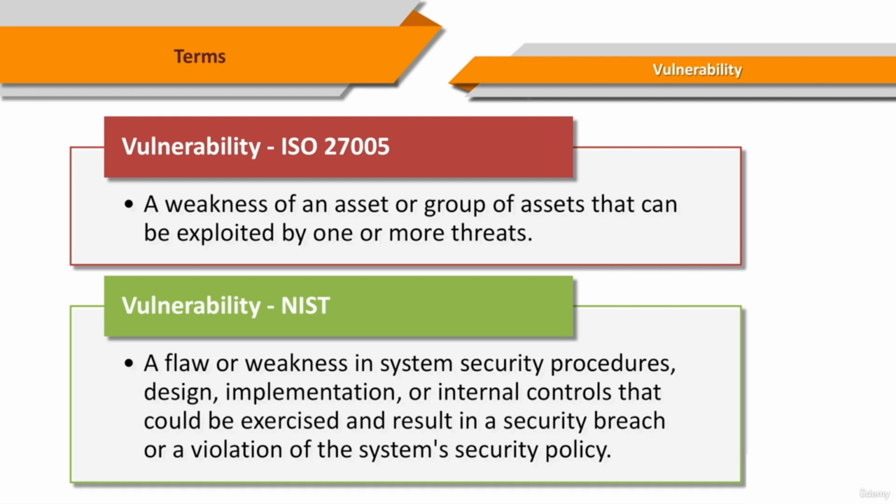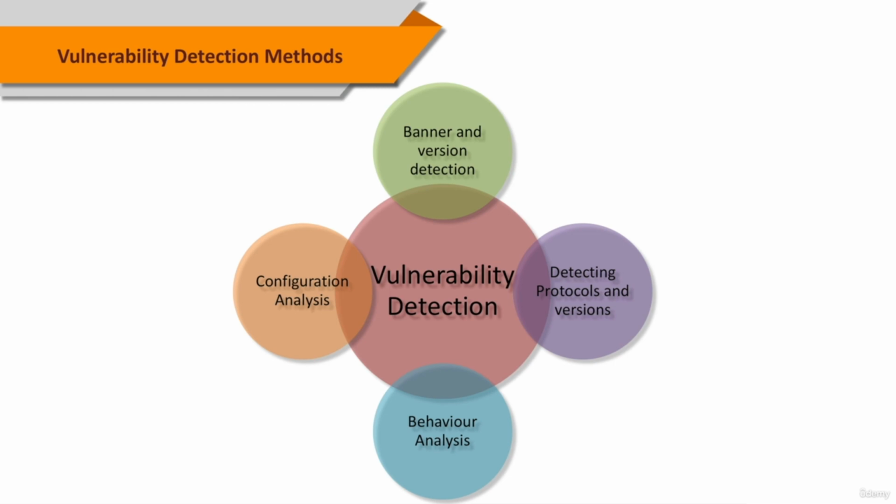So according to NIST, vulnerability is a flaw or weakness in a system, security procedures, design, implementation, or internal controls that could be exercised, accidentally triggered, or intentionally exploited, and result in a security breach or a violation of the system's security policy. Let's see the basic vulnerability detection methods.